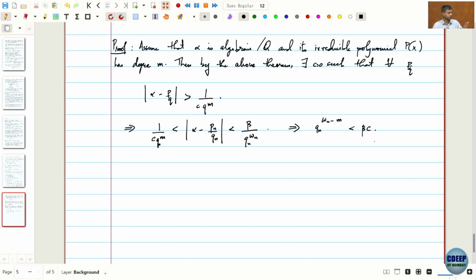But if we can show that only finitely many of the Qn's can be 1, then we are in good shape, because that means after a certain n, all the Qn's will be at least 2. The Qn's are integers, and the powers are going to infinity, so this left hand side is going to become larger and larger, and the right hand side is constant. So we are going to do exactly that. We claim that all but finitely many Qn's are greater than or equal to 2.